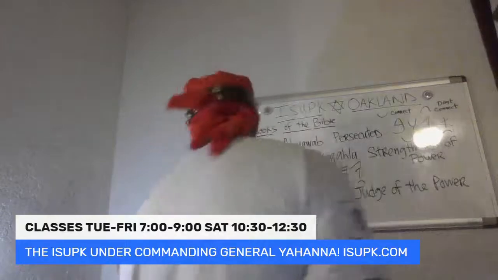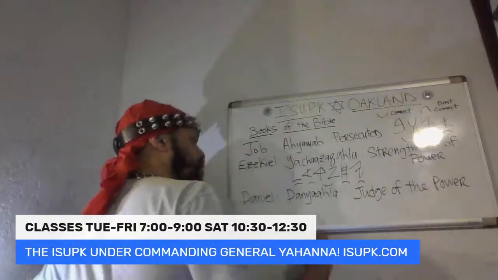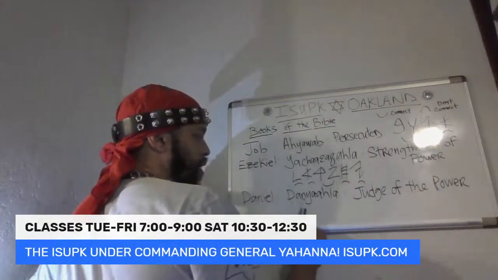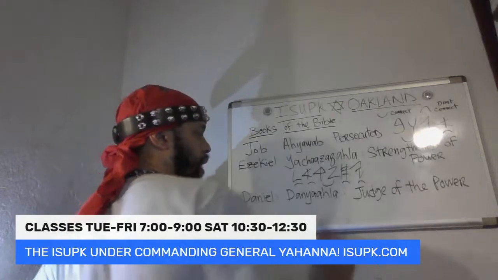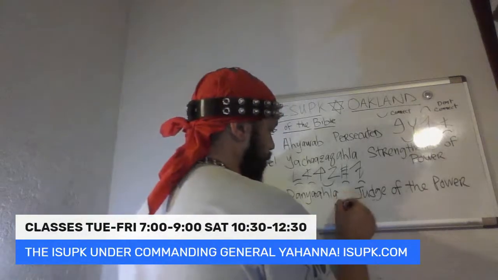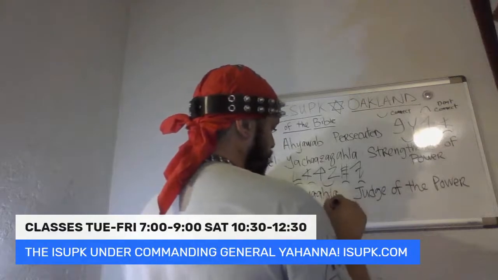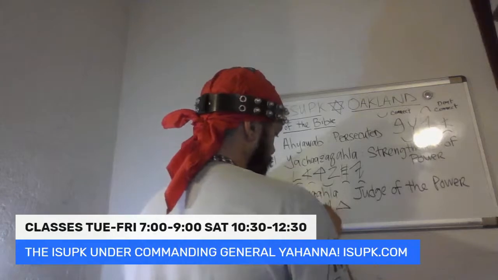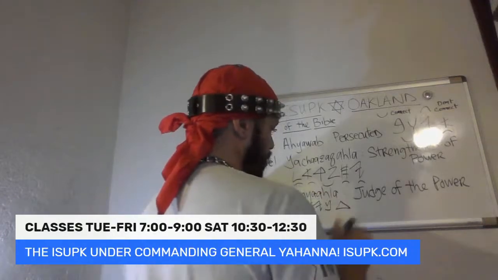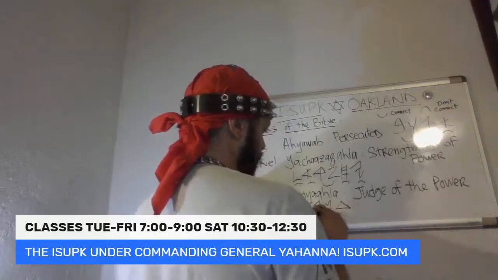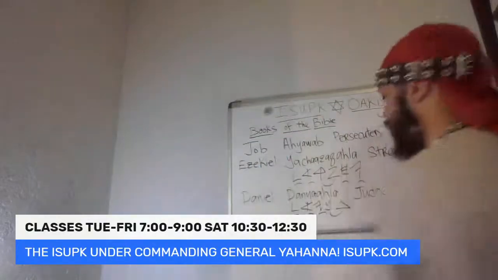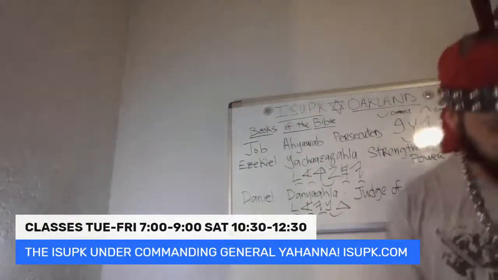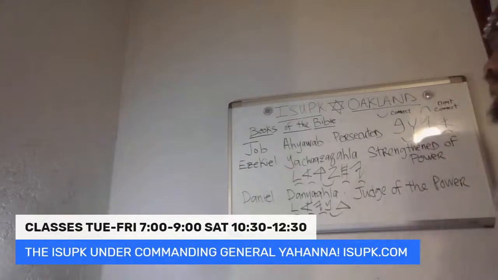All right. So again, with Daniela, you got the da, the na, the ya, the a, and the la. Da, na, ya, a, la. Dan, ya, a, la. The da and the na are connected. That's how you get the dan sound. Dan Ya Allah, judge of the power.